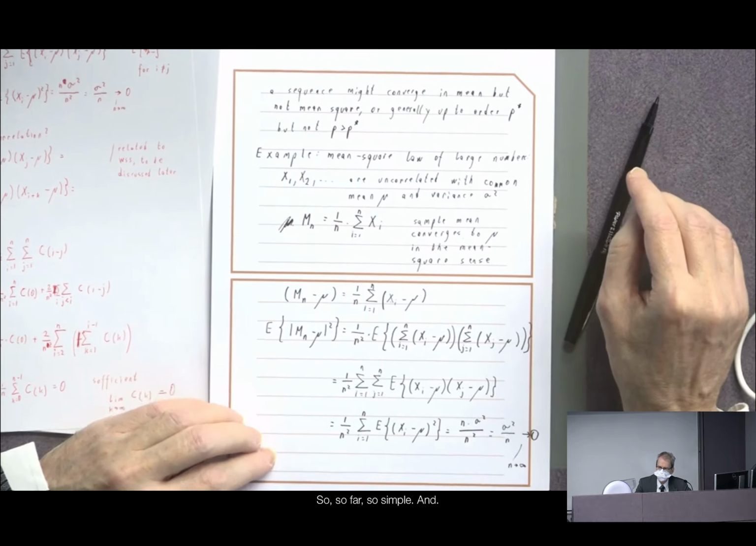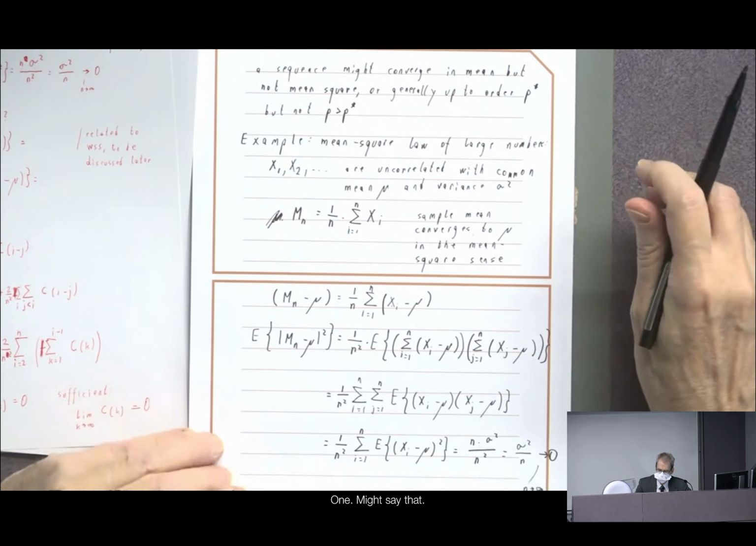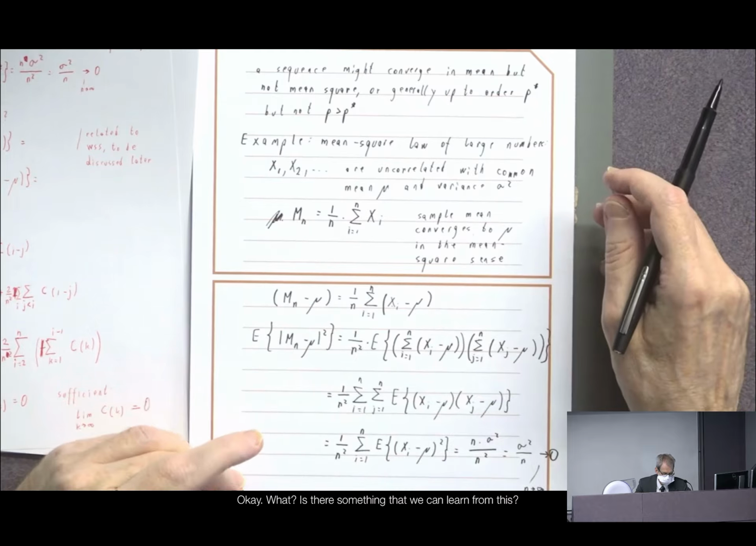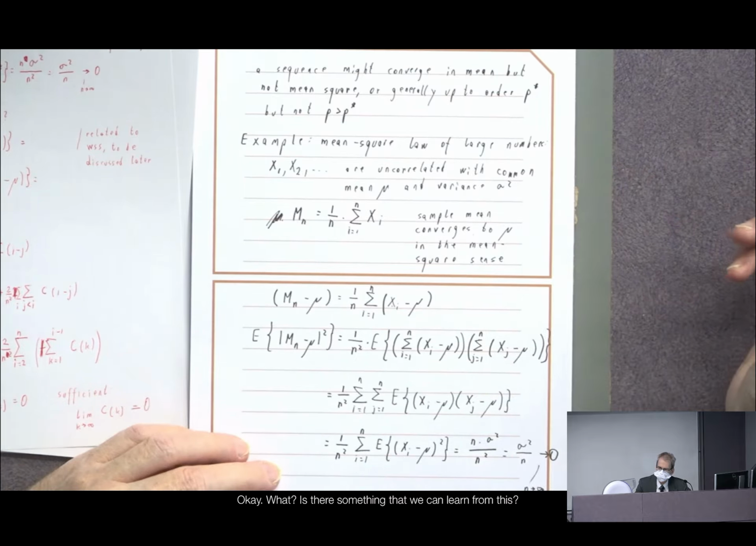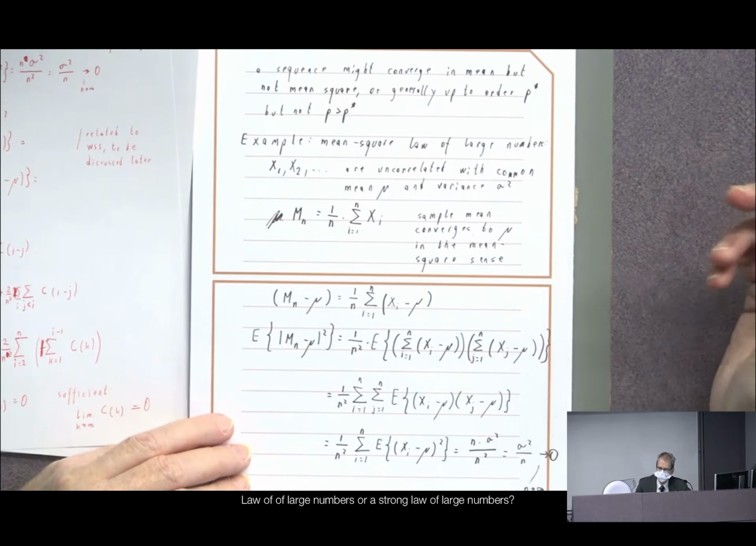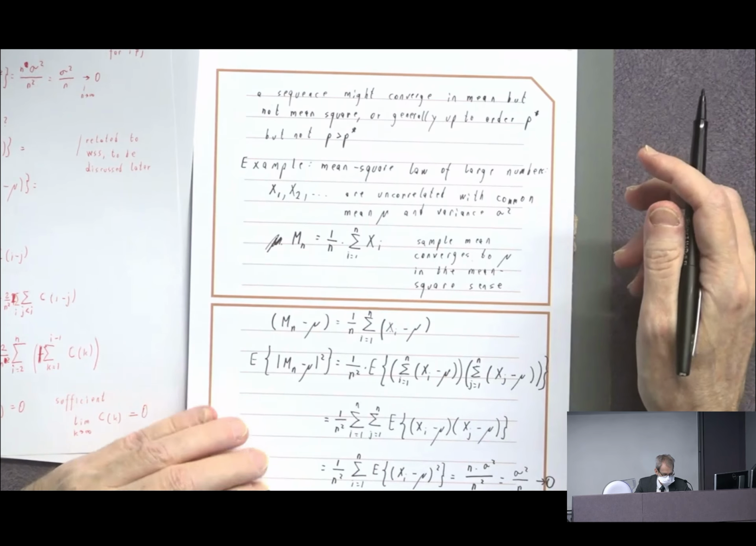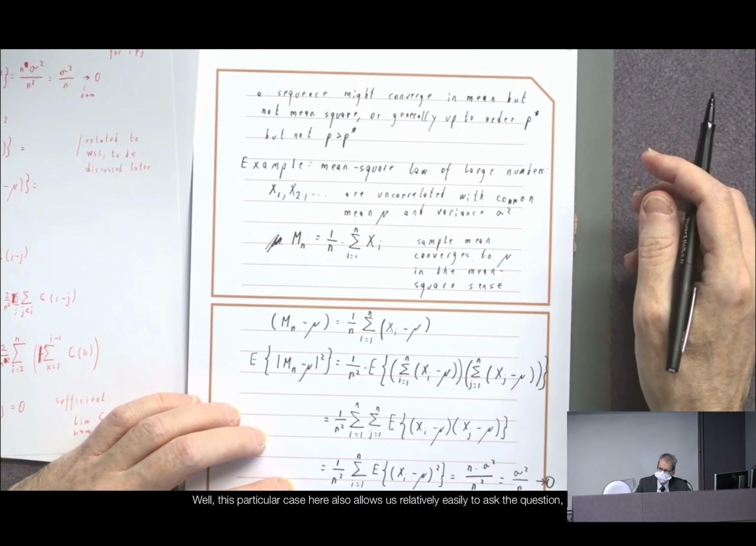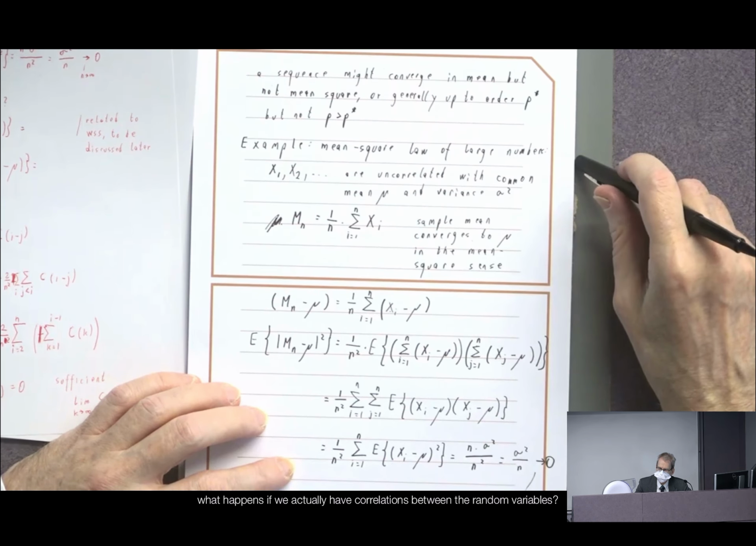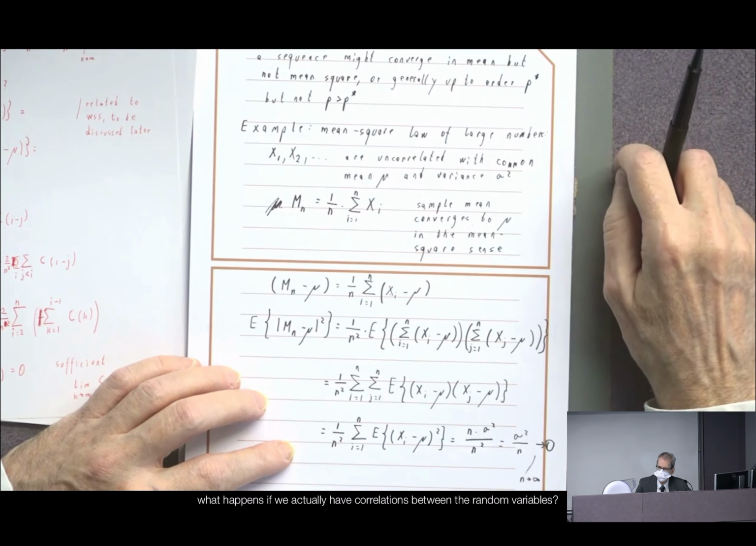So far, so simple, and one might say that, okay, is there something that we can learn from this in addition to what we already know from the weak law of large numbers or strong law of large numbers? Well, this particular case here also allows us relatively easily to ask the question, what happens if we actually have correlations between the random variables?